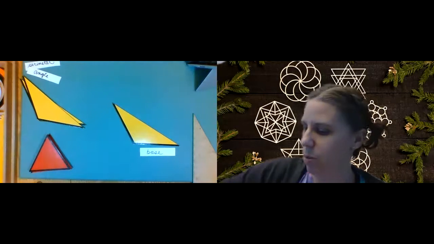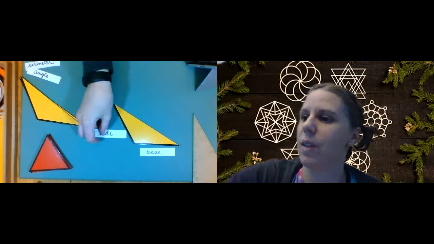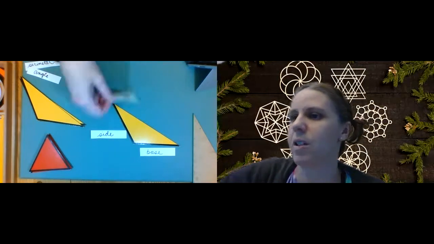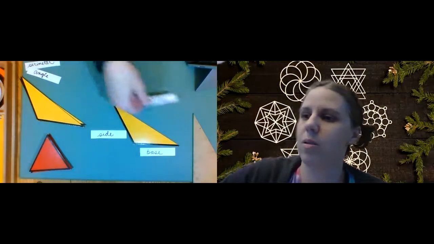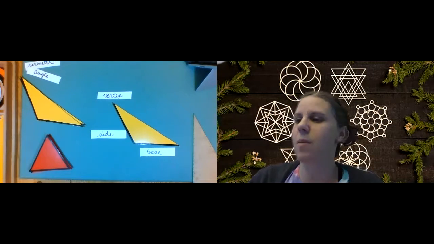Okay, our base is right down here. And these other 2 parts are still our sides, here and here. And all 3 points are still called vertices. There's a vertex there, there, and there. And the last one to talk about is the height.